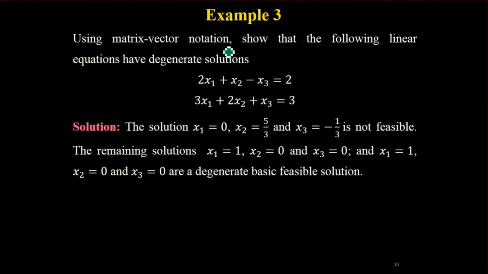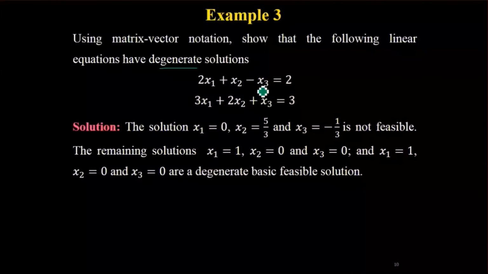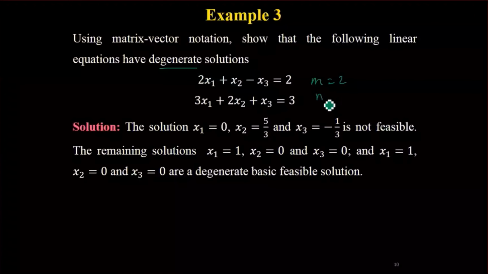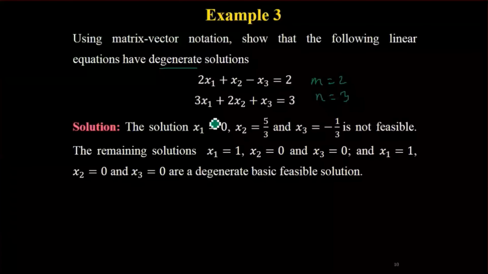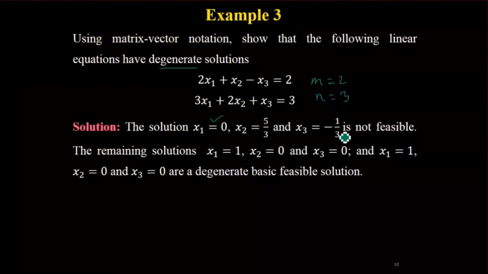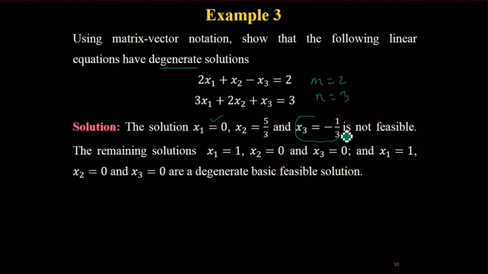Using matrix vector notation, show that the following linear equations have a degenerate solution. 2x1 plus x2 minus x3 equal to 0, 3x1 plus 2x2 plus x3 equal to 3. Again m equal to 2, the number of equations, and n equal to 3: x1, x2, x3. If we take x1 equal to 0, then we get x2 equal to 5 by 3 and x3 equal to minus 1 by 3. If a minus is coming, it is called not feasible, non-feasible.